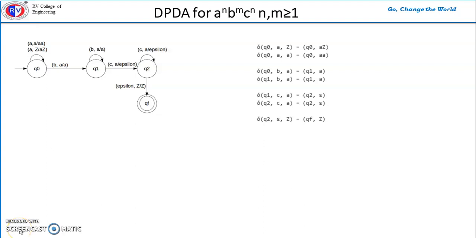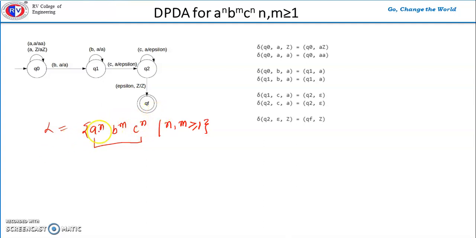In this video lecture, I will explain how to construct a push-down automata for a^n b^m c^n. Here DPDA means deterministic push-down automata. So the language is a^n b^m c^n for n and m greater than or equal to 1. You can see that a^n b^m c^n means the number of A and C are the same and B can be anything. So any number of B but the same number of A and C.